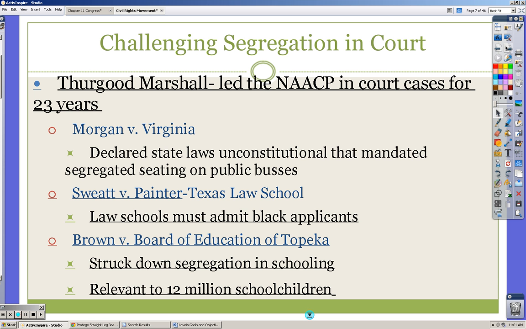And then we have the famous Brown versus Board of Education of Topeka, and this struck down segregation in schooling, and it's relevant to 12 million school children countrywide. And we started busing students because these schools, white schools and black schools, were not equal. Black schools got the rundown facilities, rundown supplies. Textbooks were old and outdated, so there was not an equal education. So they started to bus African American students to white schools in order to integrate and make it more equal.